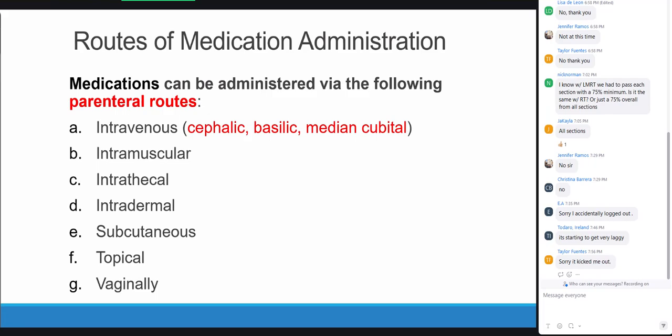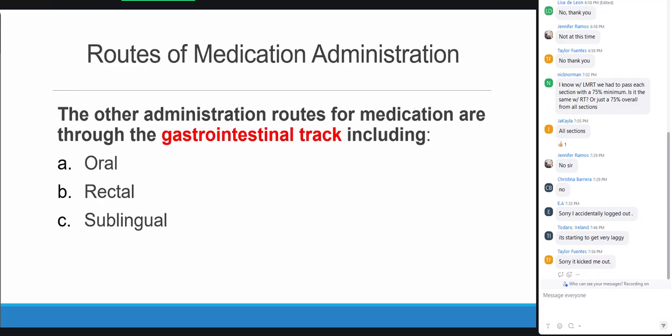The parenteral routes for medication administration include intravenous, intramuscular, intrathecal, intradermal, subcutaneous, topical, and vaginal. Other administration routes are through the gastrointestinal tract: oral, rectal, and sublingual.